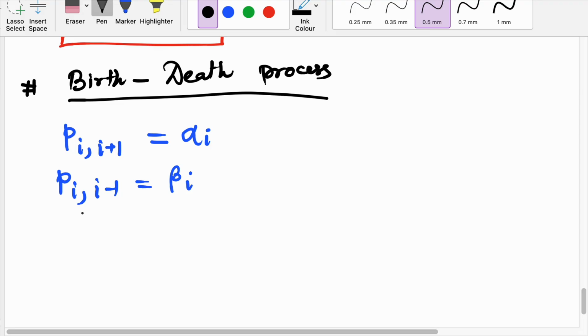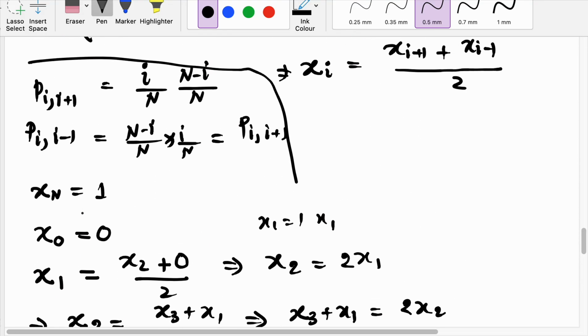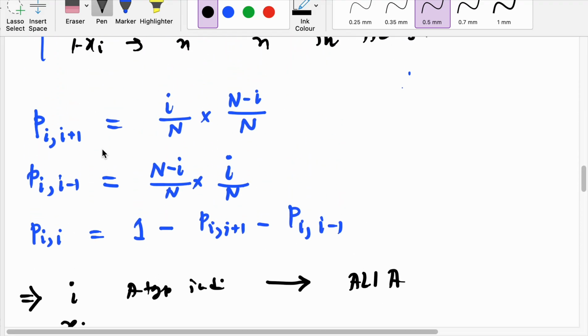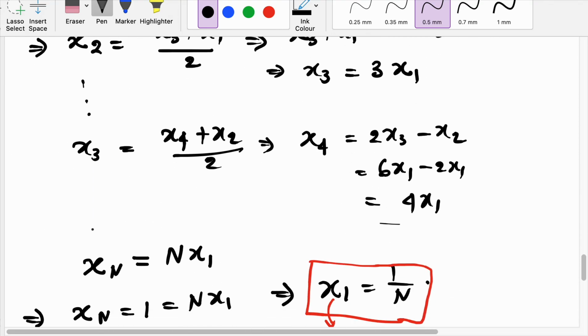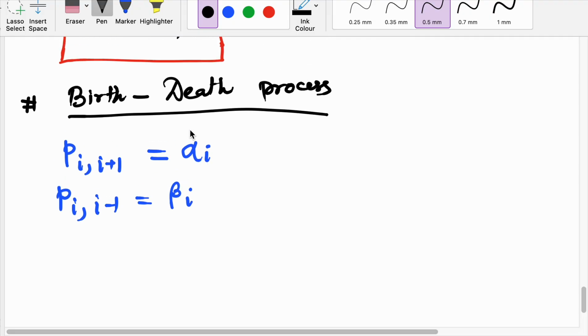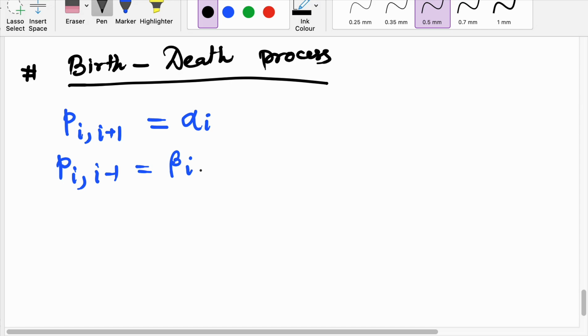In the previous case, if you see, the main thing is my birth probability and death probability become the same. Birth of an A type individual is equal to the death of an A type individual. So because of that, this kind of thing is happening. Now I am saying that in principle in the birth death process, there could be the possibility that my probability of giving birth is not equal to the probability of dying. So the probability of birth is alpha I, and the probability of dying is beta I for A type individuals.